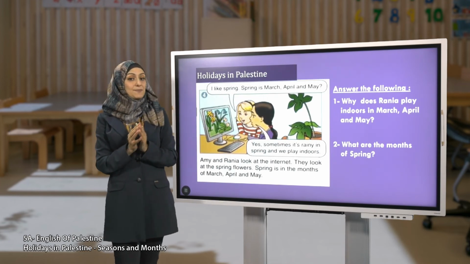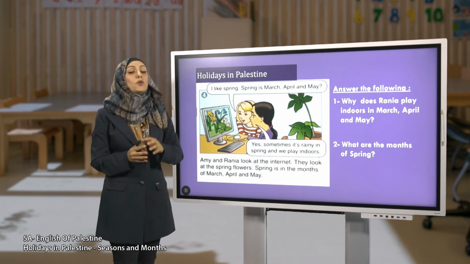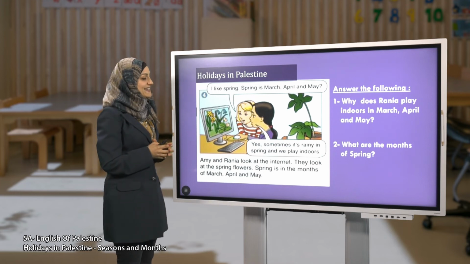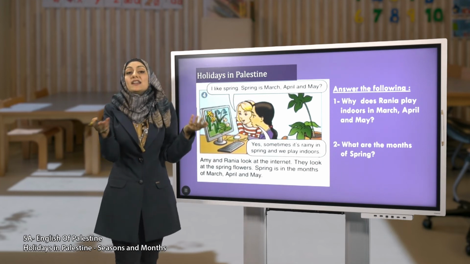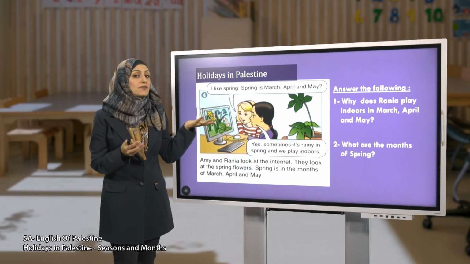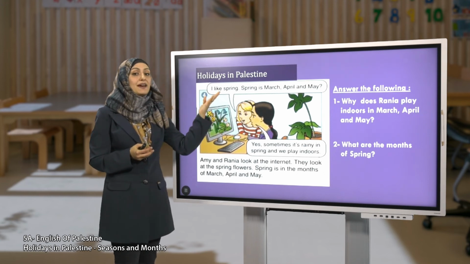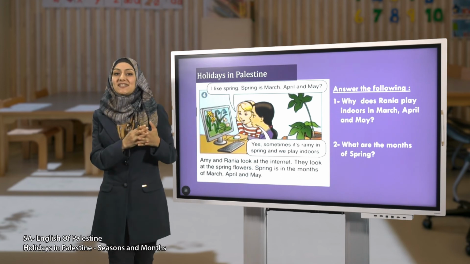Now we have this picture. We have two girls. Who are they? They are Amy and Rania. What are they doing? They are looking at pictures on their computer. Excellent. Now we will listen to the conversation between Amy and Rania and then answer a few questions.